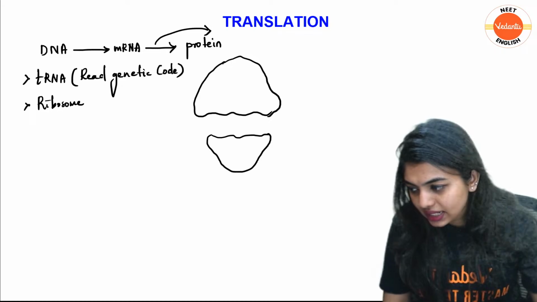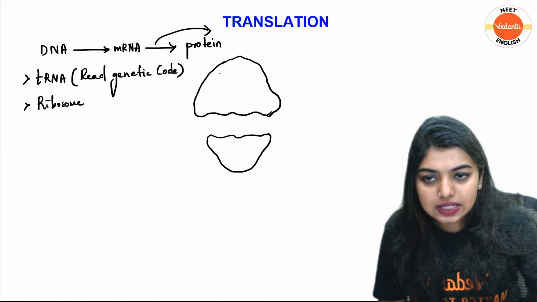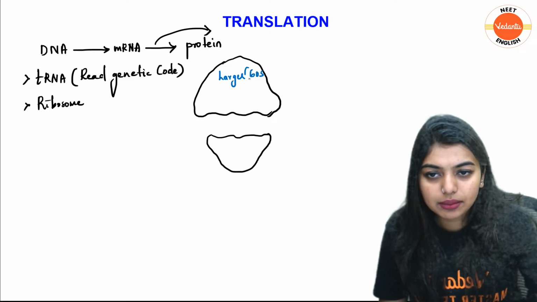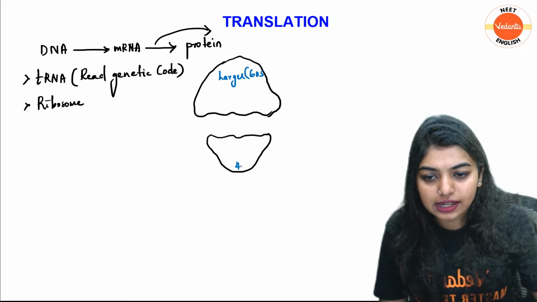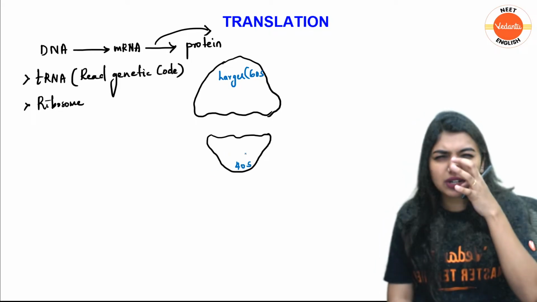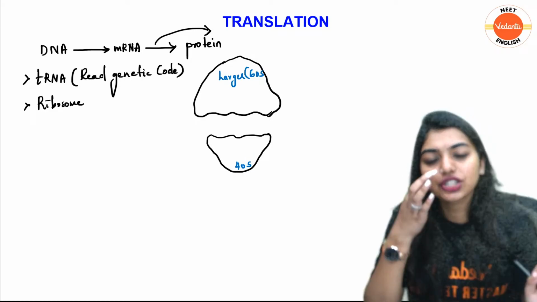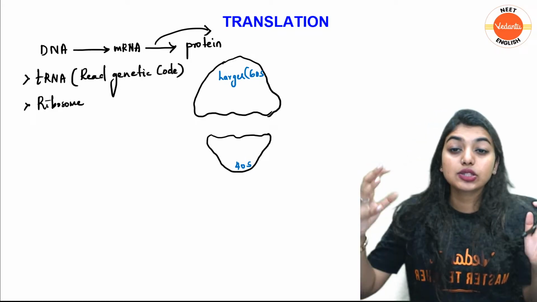Is this clear? Okay, so this is the larger unit. This larger unit is around 60S, Svedberg unit, and the lower one is 40S. You'll say 60 plus 40 is 100. Exactly, this is not a calculation. This is not an addition. It is basically Svedberg unit.